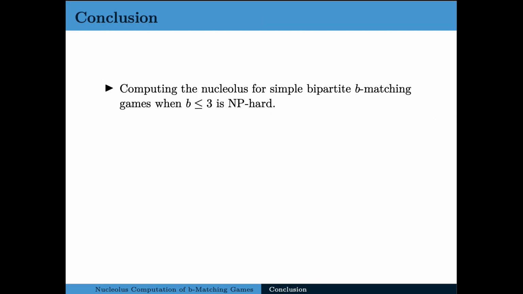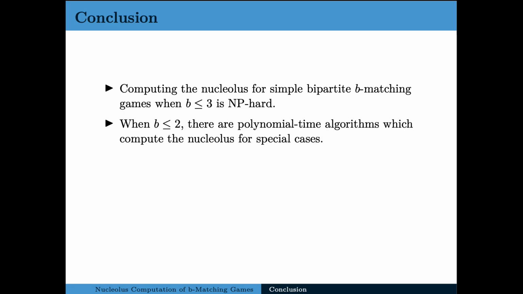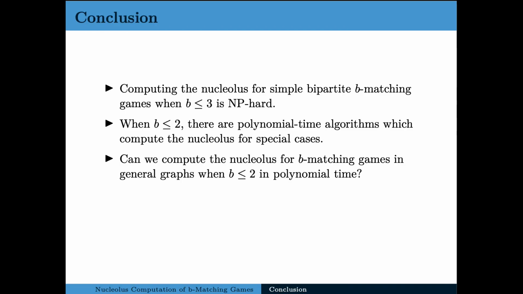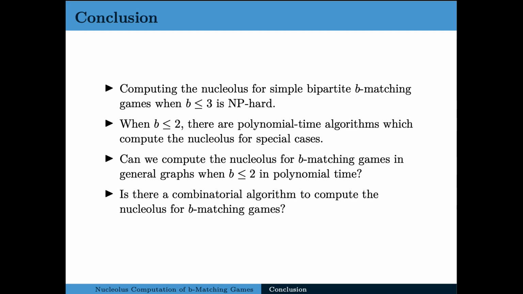In conclusion, computing the nucleolus for simple bipartite b-matching games when b is at most 3 is NP-hard. Fortunately, when b is at most 2, there are efficient algorithms to compute the nucleolus for special cases. The natural question to ask following our work is whether we can efficiently compute the nucleolus in general graphs when b is at most 2. It would also be interesting to explore combinatorial algorithms to compute the nucleolus.